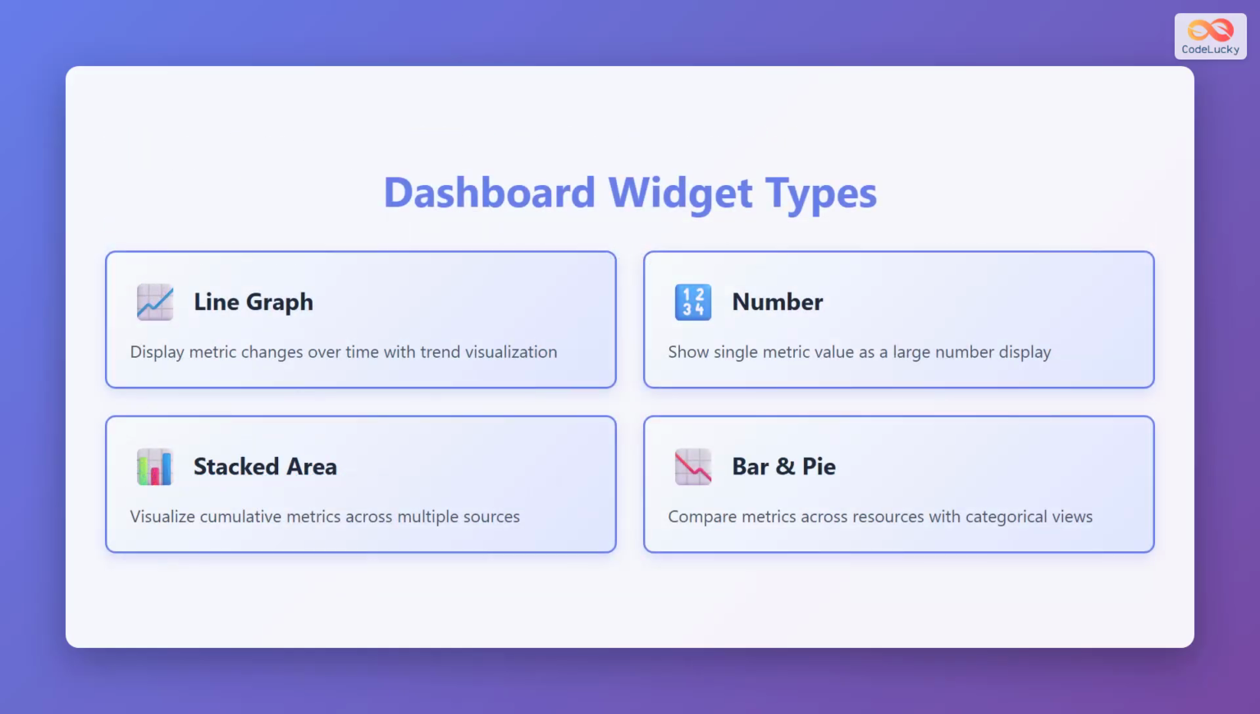CloudWatch offers several core widget types to visualize your data effectively. Line graphs display how metrics change over time, making it easy to identify trends. Number widgets show single metric values as large, prominent displays for quick reference. Stacked area charts visualize cumulative metrics across multiple sources, helping you understand total resource usage. Bar and pie charts let you compare metrics across different resources using categorical views.